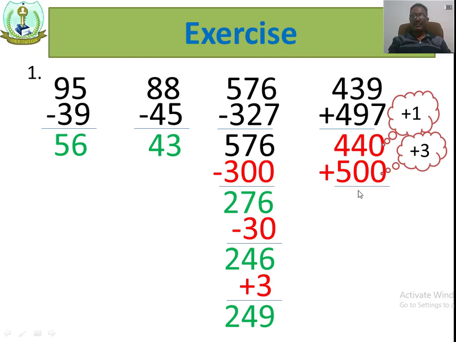Okay, now let's sum 440 with 500. That will be 940, but remember we have already found this number by adding 4, so we have to subtract it here. 940 minus 4 is obviously 936.